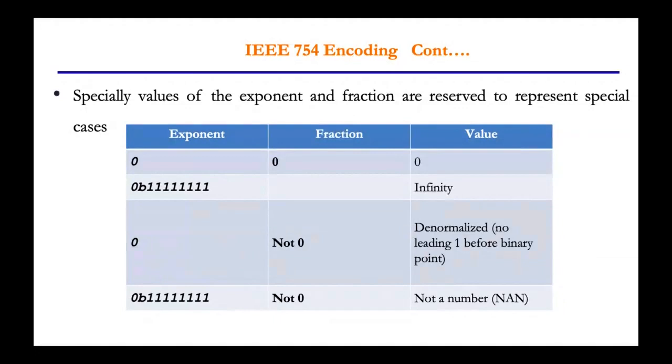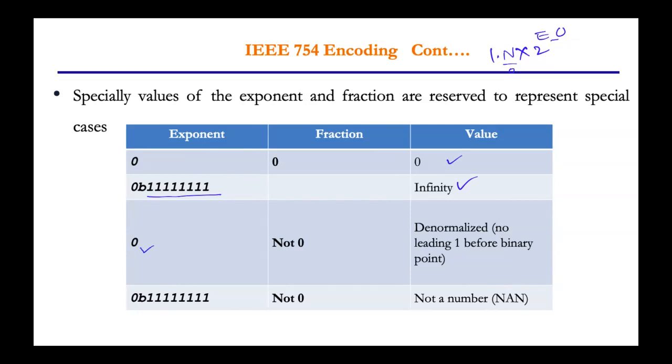Okay. So then, there are some reserved bits: the special values of the exponent and the fraction. These values are reserved to represent special cases. Suppose the exponent is 0 and your fraction is also 0, then the value is 0. If the exponent is all ones, all these 8 bits are ones, and you don't have any fraction, then it leads to infinity.